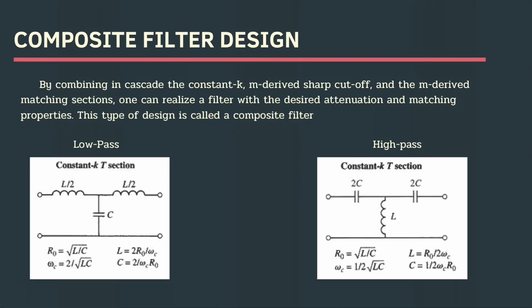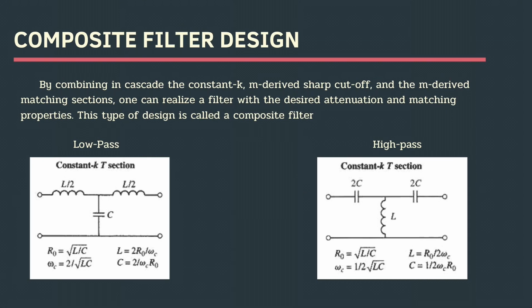And composite filter design: by combining the constant K, the m-derived sharp cutoff, and the m-derived matching section, one can realize a filter with the desired attenuation and matching properties. This type of design is called a composite filter. The low pass constant K T section is from this figure, and the high pass constant K T section from this picture.